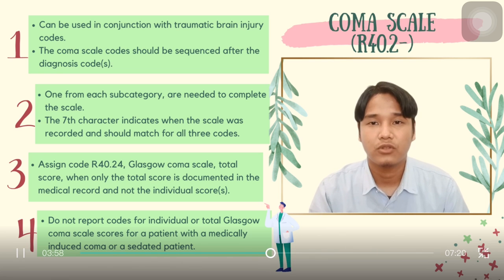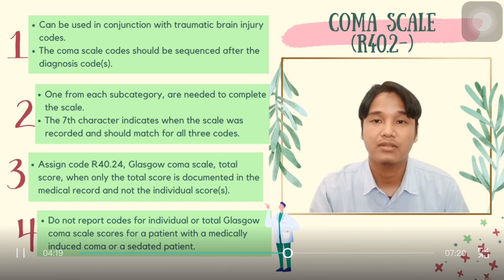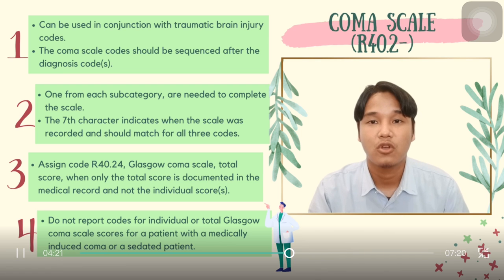Assign code R40.24, the Glasgow Coma Scale total score, when only the total score is documented in the medical record and not individual scores. Do not report codes for individual or total Glasgow Coma Scale scores for a patient with a medically induced coma or a sedated patient.